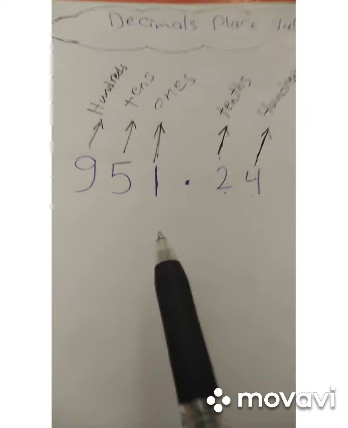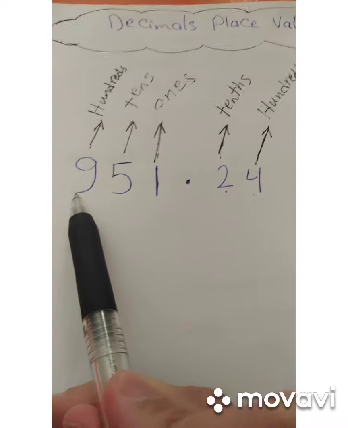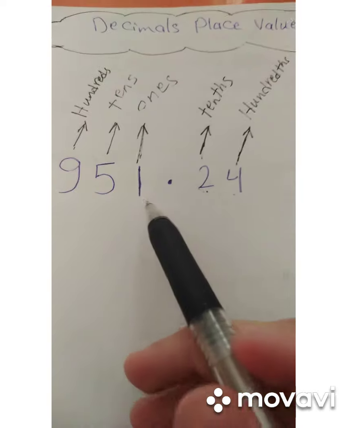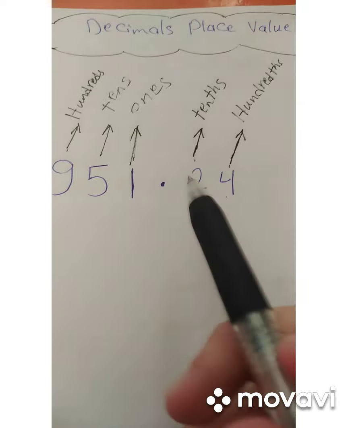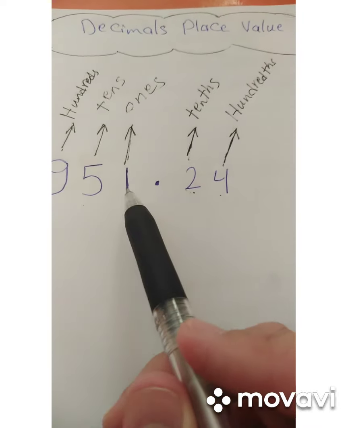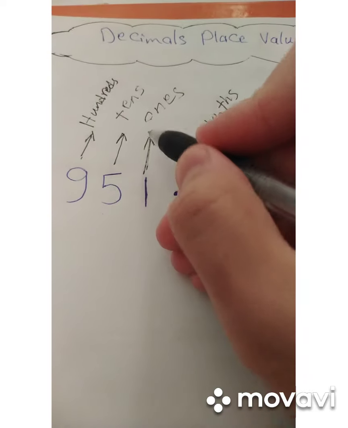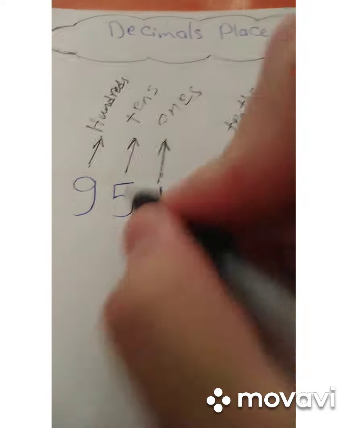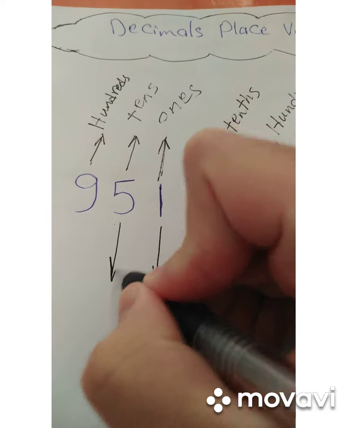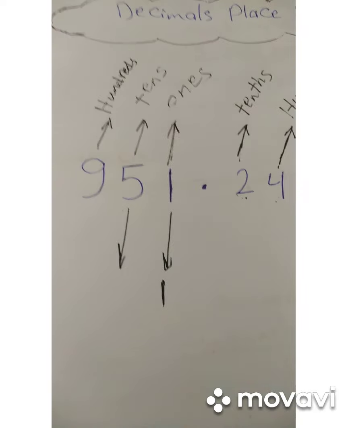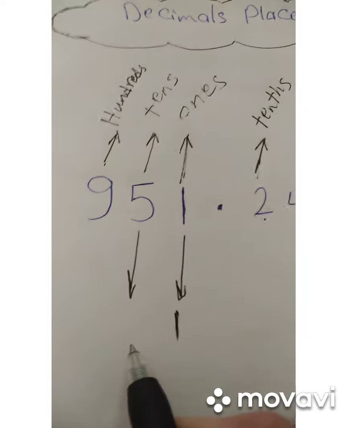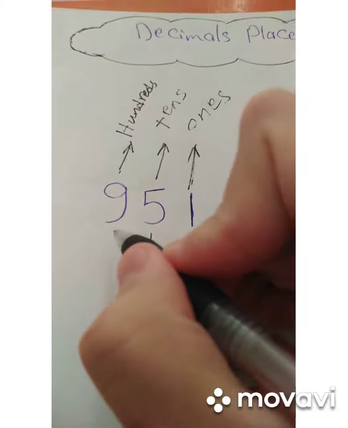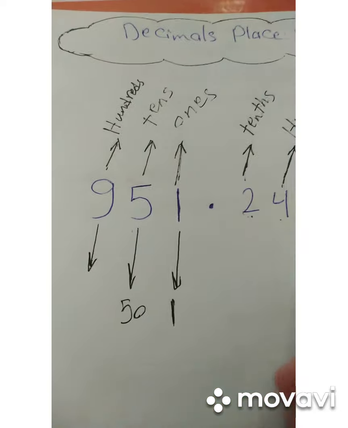So now we have the whole number: ones, tens, hundreds. And the decimal fraction: tenths, hundredths. If we want to write the values of these digits, we know the places' names, but what about the values? One in ones equals 1. Five in tens, is the value 5? No. 5 in tens means 50. 9 in hundreds means what? The value of 9 in hundreds equals 900.